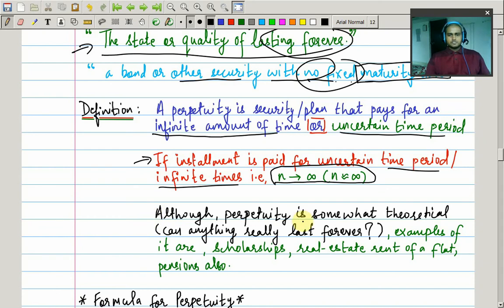Although perpetuity is somewhat theoretical, because can anything really last forever? Examples of it are scholarships, real estate, rent of a flat. Once you own a flat, you can rent it for indefinite time. And last example is pension. Why pension is perpetuity?